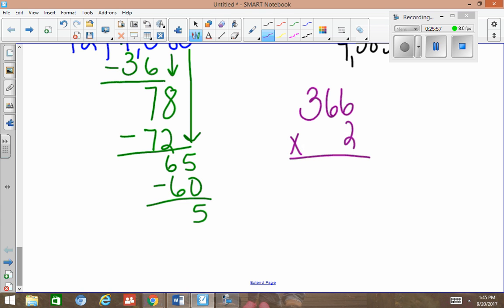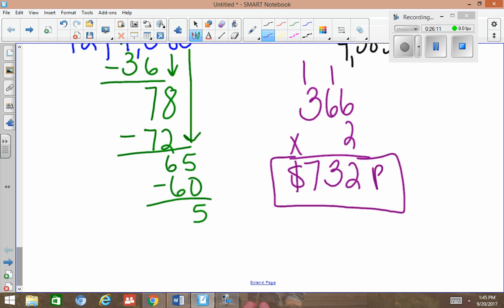So 6 times 2 is 12. Carry my 1. 6 times 2 again is 12, plus 1 is 13. And then 2 times 3 is 6. I got 732. Very good. And so this is part B. So now, Jackson, since you're on a roll, you're going to read C for me.